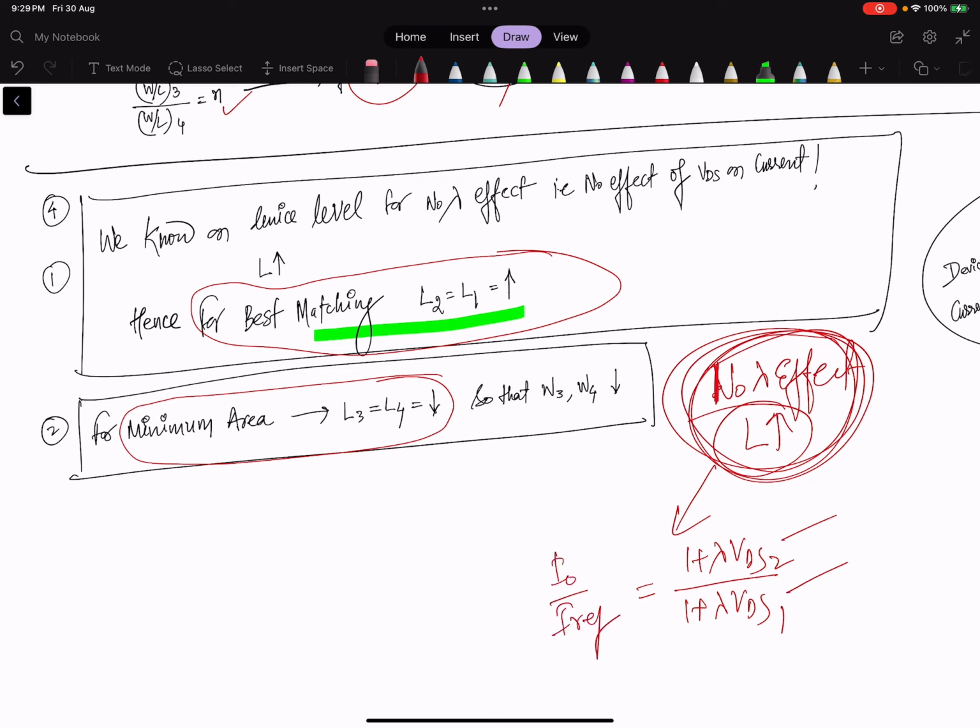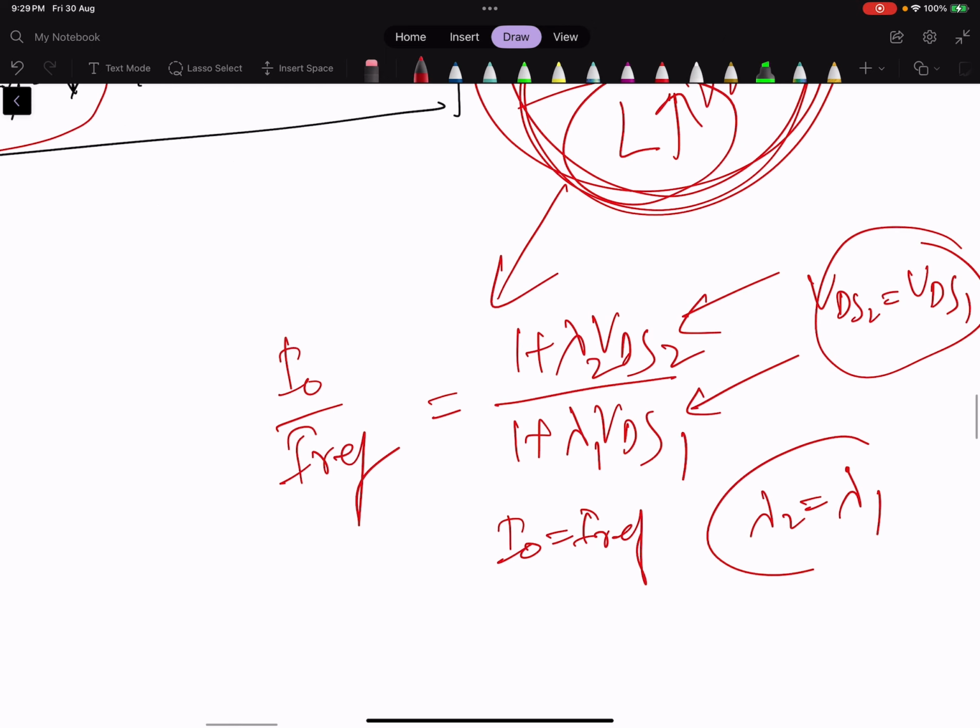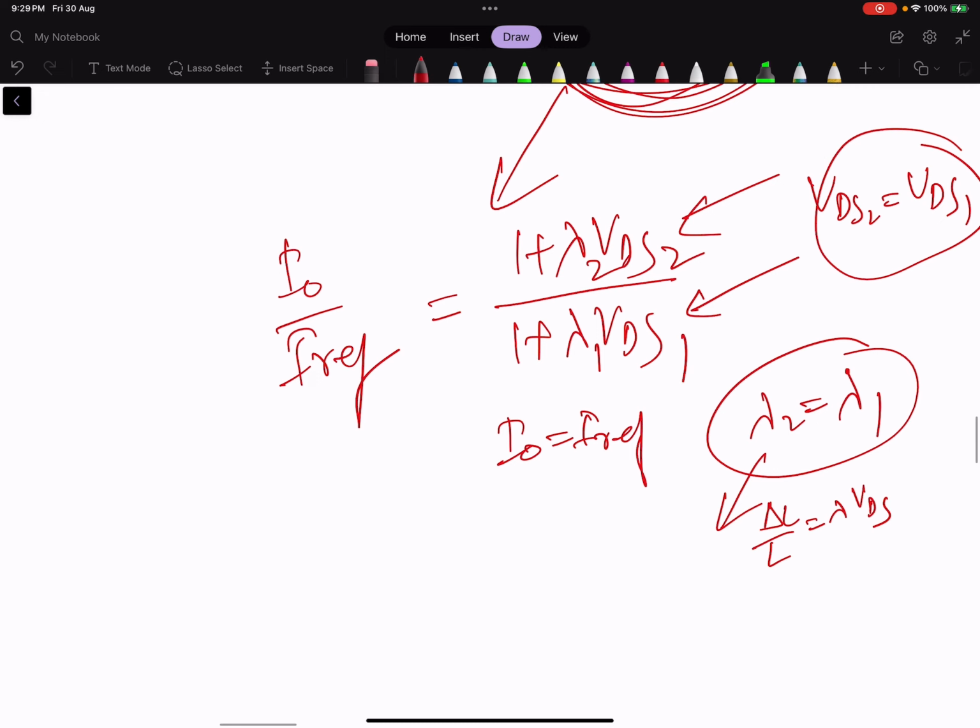Let's say VDS2 is not equal to VDS1. Okay, and let's say VDS2 is made equal to VDS1, then for I naught equal to IREF, lambda 2 should be equal to lambda 1. And what does it mean? It means delta L by L is equal to lambda VDS. So this lambda is made small so that the effect of this whole factor will not come on this current.